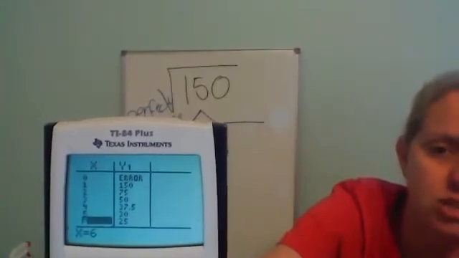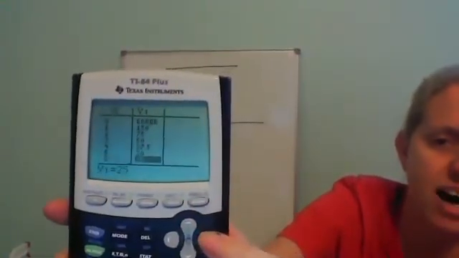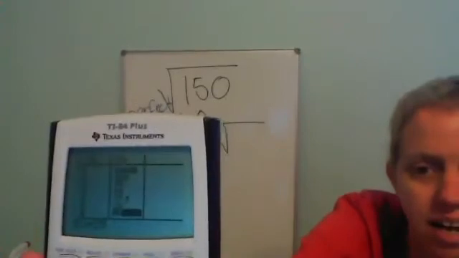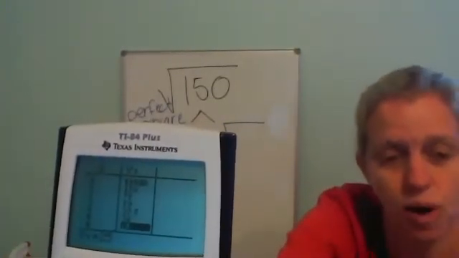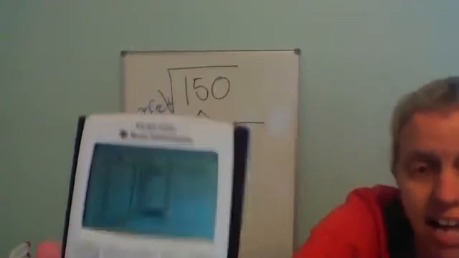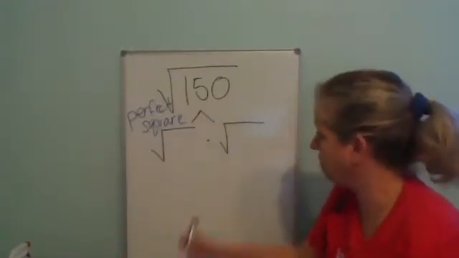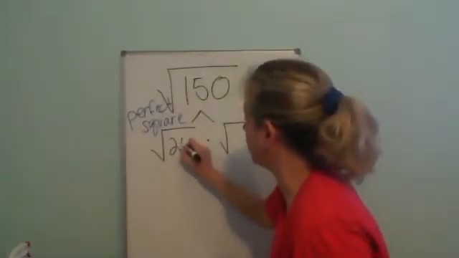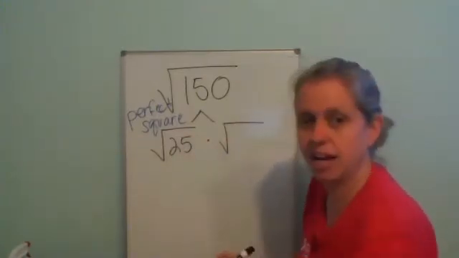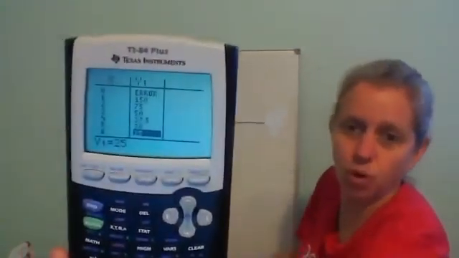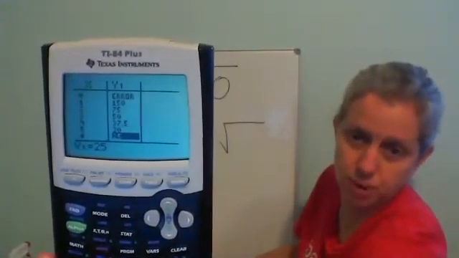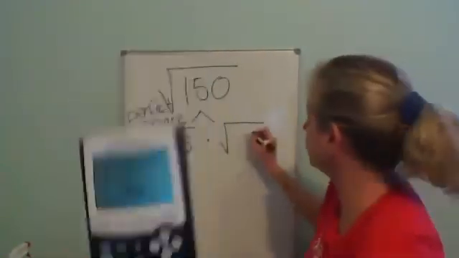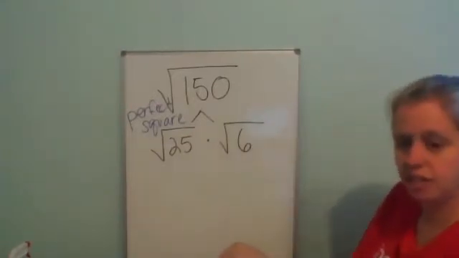But look at this next one. You have 6 and 25. Look at that 25. Can't you take the square root of 25? Isn't that a perfect square? It is. I can take the square root of 25. So I'm going to put that number here. And then 25 times what is 150? Well, look at what its pair is. 25 times 6 is 150.